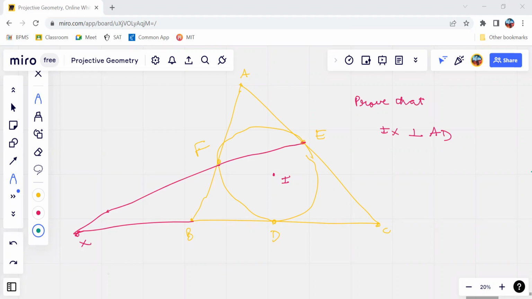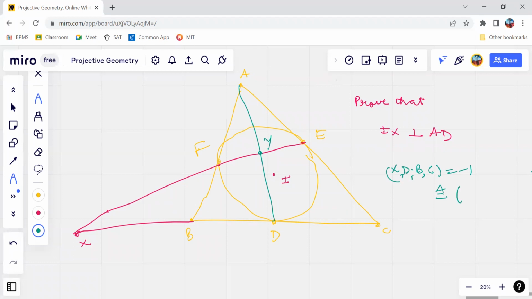Can I say? Go on. Let AD intersect XE at Y. Oh, that's okay, fine. Then X, D, B, C are -1 and X, Y, F, E is -1. Yes. And so AD is the, and D is like the tangent point. So then AD must be the polar of X. Yes.